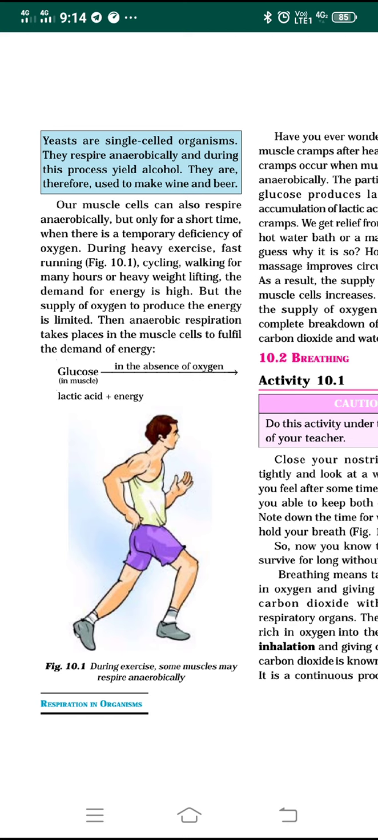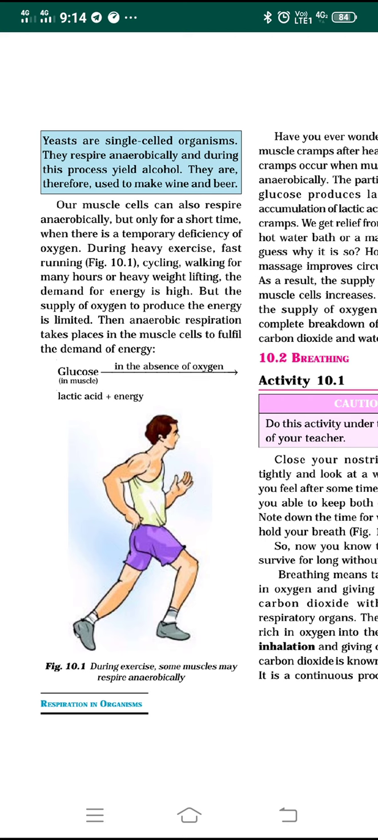The demand for energy is high, but the supply of oxygen to produce the energy is limited. The same amount of oxygen is being supplied every time, which is limited only. This is quite normal. So the demand for energy is more, but the supply of oxygen for production of energy is limited. In this case, anaerobic respiration takes place in the muscle cells to fulfill the demand of energy.